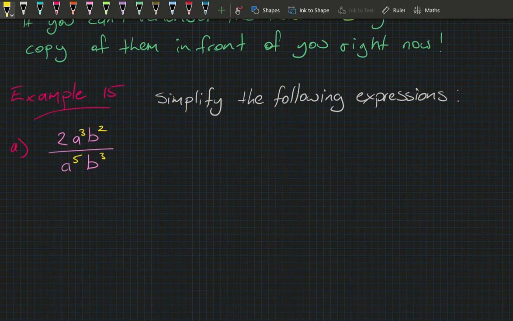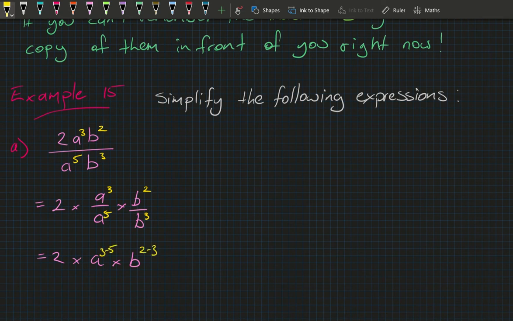So that's going to now equal 2 times both of the a's times both of the b's, raised to the powers that they have. So if we use law 2 now, we can re-express this as 2 times a to the 3 minus 5 times b to the 2 minus 3. And obviously 3 minus 5 is minus 2 and 2 minus 3 is minus 1. So that's now 2 times a to the minus 2 times b to the minus 1.